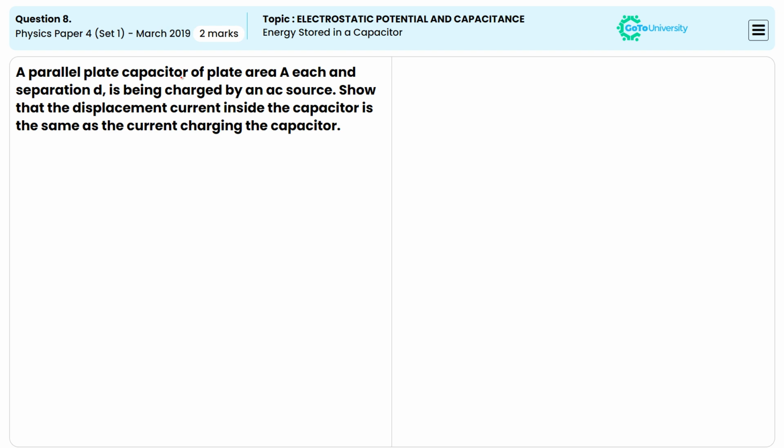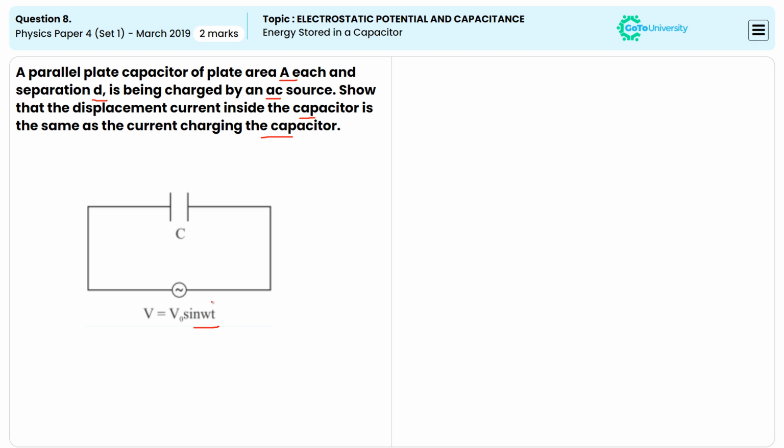A parallel plate capacitor of plate area A and separation d is being charged by an AC source. Show that the displacement current inside the capacitor is the same as the current charging the capacitor. Let me see the circuit diagram here. This is the capacitor, and the voltage is V = V naught sin omega t.